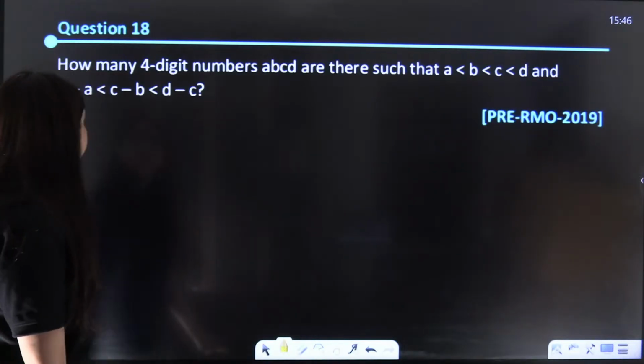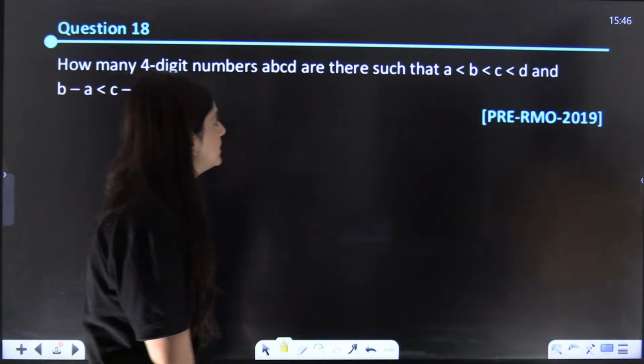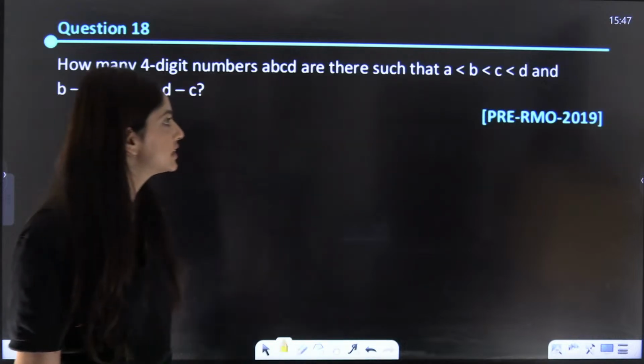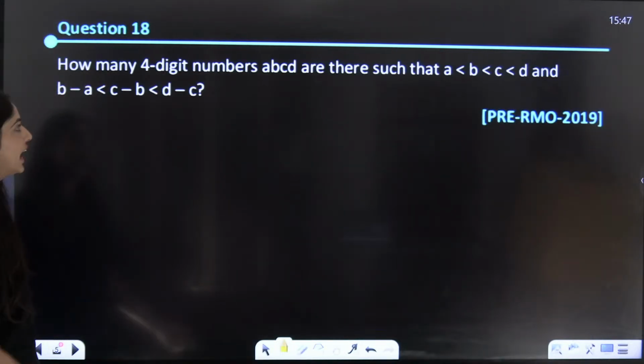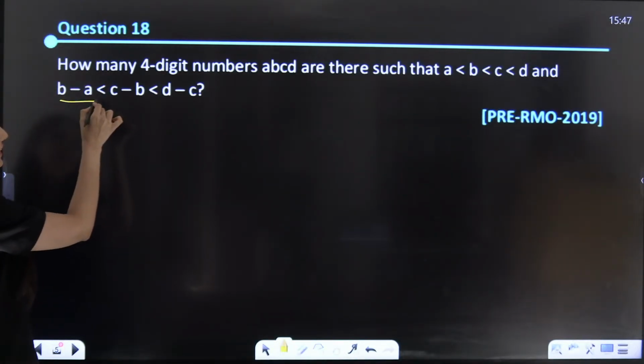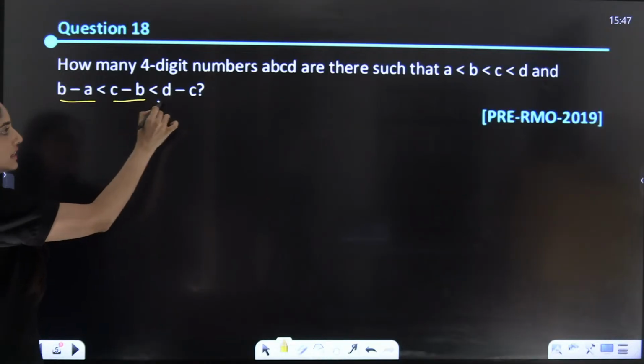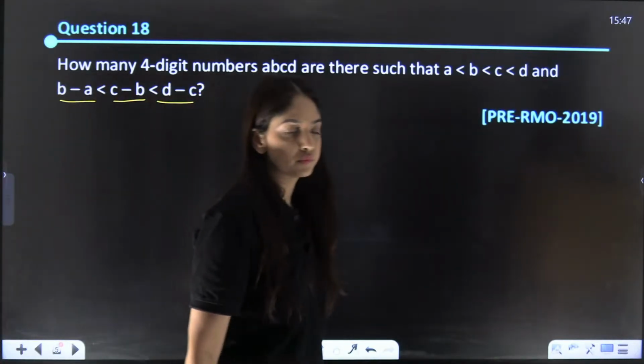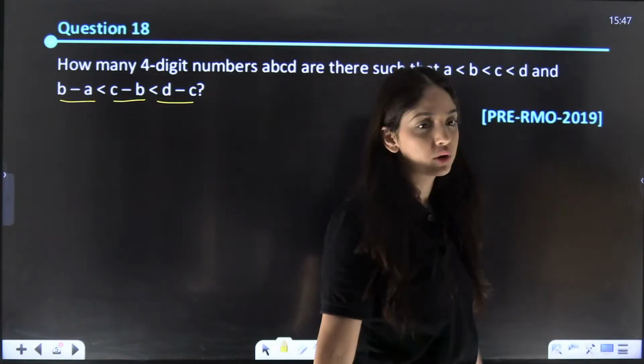Now, how many 4-digit numbers A, B, C, D are there such that A is less than B, less than C, less than D, and B minus A is less than C minus B is less than D minus C? So how many such 4-digit numbers can we have?